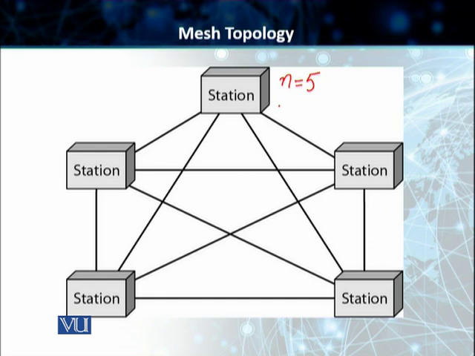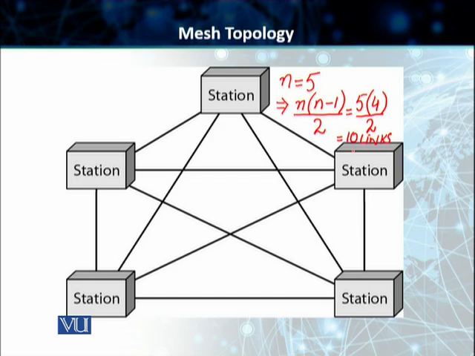So students, if you want to calculate the number of total full duplex links that will be required in a mesh topology to connect all the stations, then the formula for that is n into n minus 1 and the whole thing divided by 2. Students, if you allow me to calculate the total number of full duplex links required to connect the 5 stations in this mesh, then this comes out to be 5 multiplied by 5 minus 1, which is 4, divided by 2, and this is 10 links. So in a mesh topology in which you have 5 nodes, the total number of full duplex links required to connect those 5 nodes is 10.